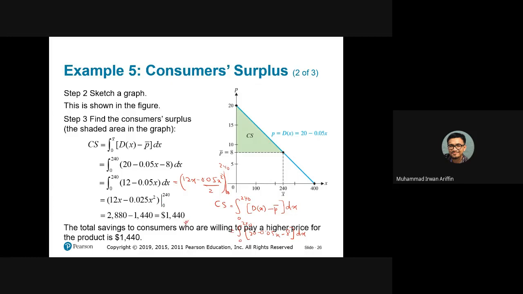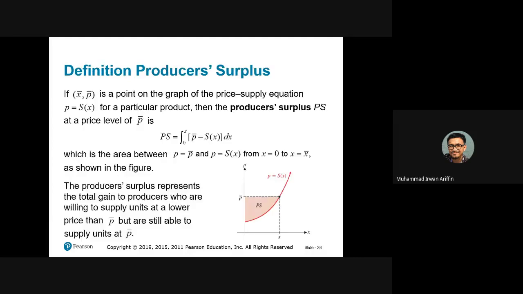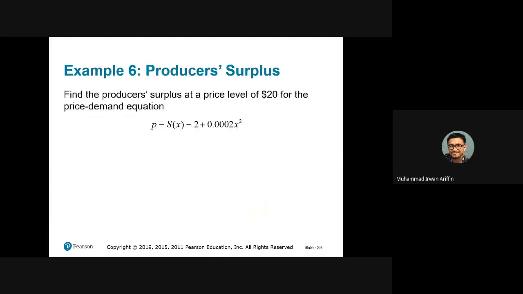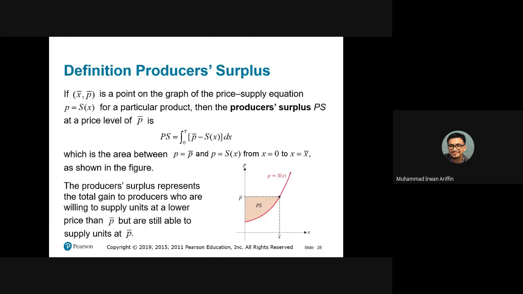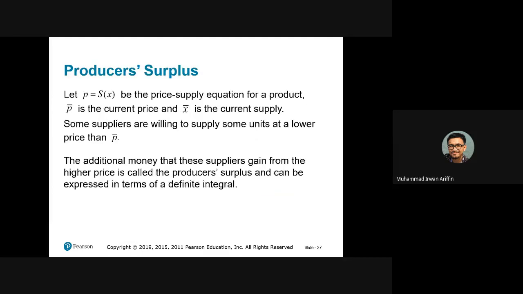So the total saving to consumers who are willing to pay a higher price for the product, or in other words, the consumer surplus, equals 1,440. Now, the counterpart from the producer point of view would be the producer surplus.